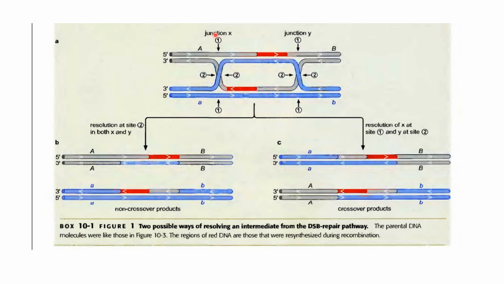If the junction is resolved by having the vertical cut, then we call it cutting at one position. Whereas if this Holliday junction gets resolved by cutting horizontally, we call it cutting at the second side. So there are two options, either the vertical cut or the horizontal cut will take place. Let's see one by one.